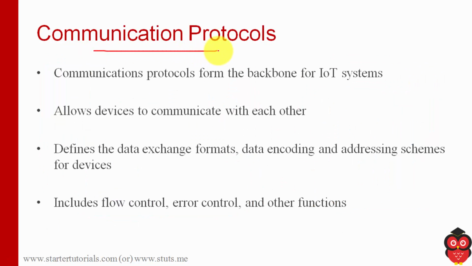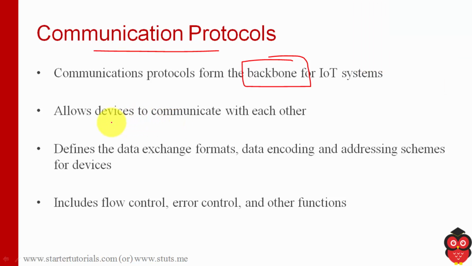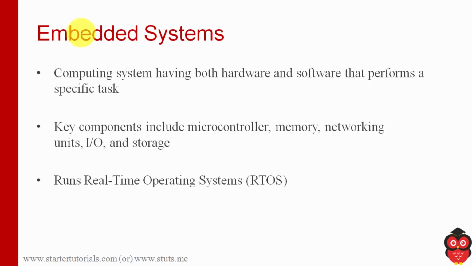And the next enabling technology is the communication protocols. Like I already said, communication is very important in IoT. They are the backbone for IoT systems. Without communication, devices will not be able to send data or receive data. That is why communication is very important, and protocols play a significant role in communication. So what is the use of protocols? They provide the syntax, that is the format, data encoding, and addressing schemes for devices. And they also include flow control, error control, and other functionality.